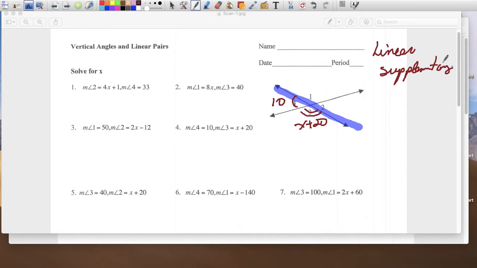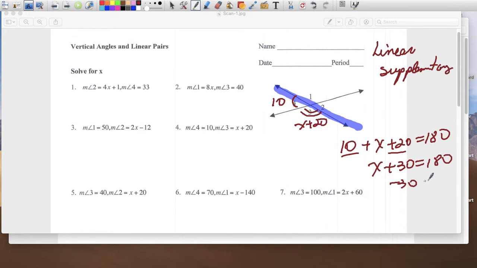So based on that information, I know that if I add that angle plus this angle, it's going to give me 180. So again, 10 plus x plus 20, that's going to give me 180. Let's combine like terms, 10 and 20. So I get x plus 30 equals 180, minus 30 on both sides, and x equals 150. So if I go back here and I substitute, instead of x, I write 150, and 150 plus 20 is 170.